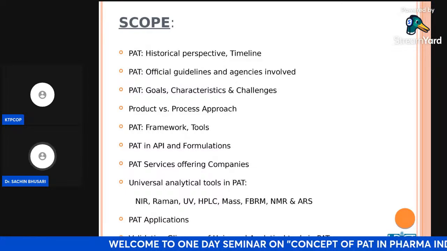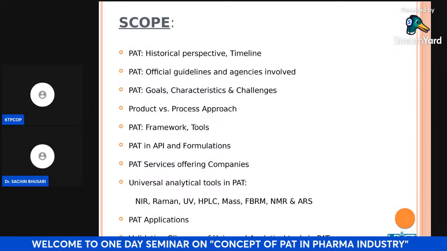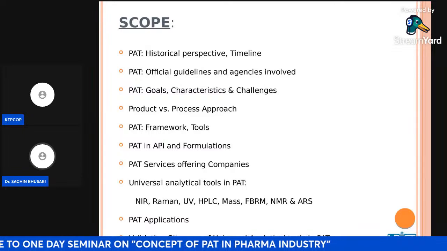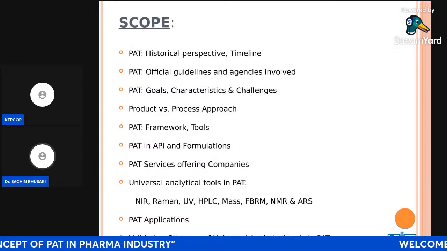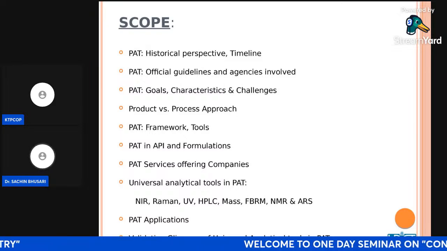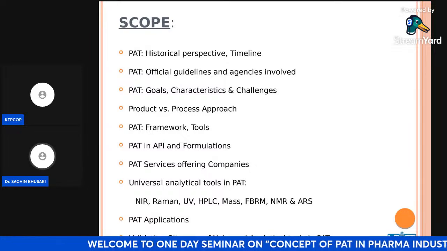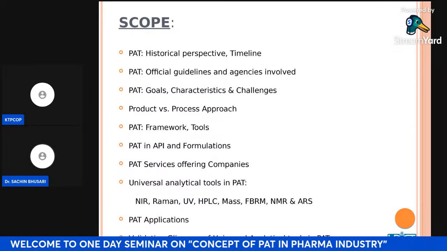It covers everything: synthesis of API, formulations. Nowadays, we are more into impurity profiling, impurity manufacturing, degradation product manufacturing. So, PAT is applicable in every segment: API, formulations, impurities, and everywhere. Okay, so I'll be covering, I will try my best to cover these sections also.